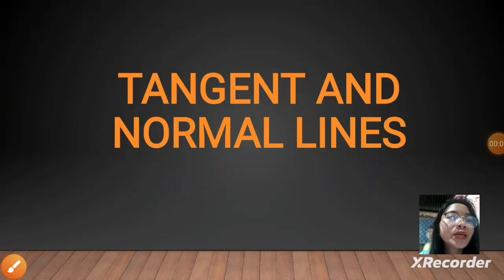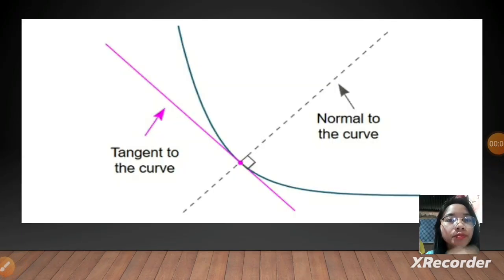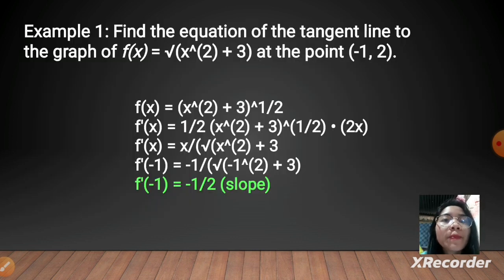Tangent and normal line. So here is the figure. The pink line is the tangent to the curve. Then the broken line is our normal line. So for example, find the equation of the tangent line to the graph of f of x equals square root of x squared plus 3 at the point -1, 2.